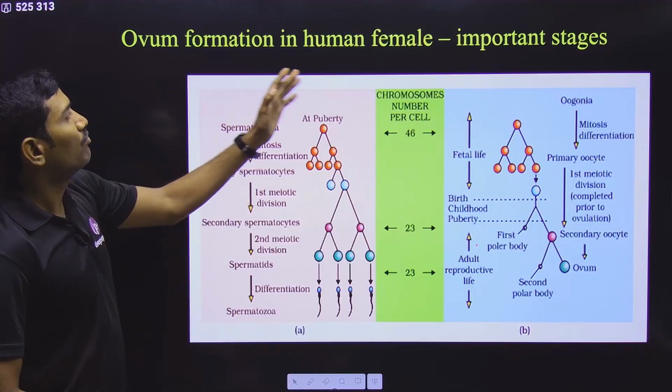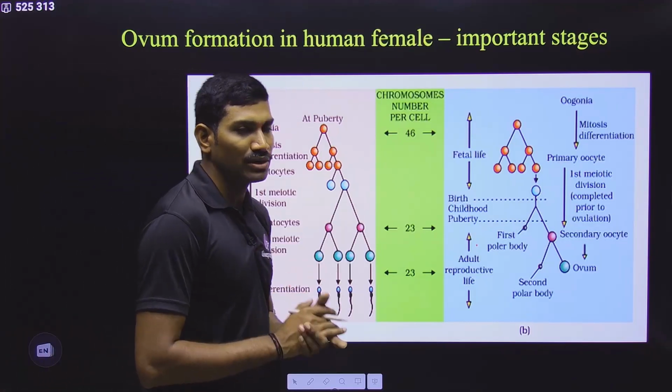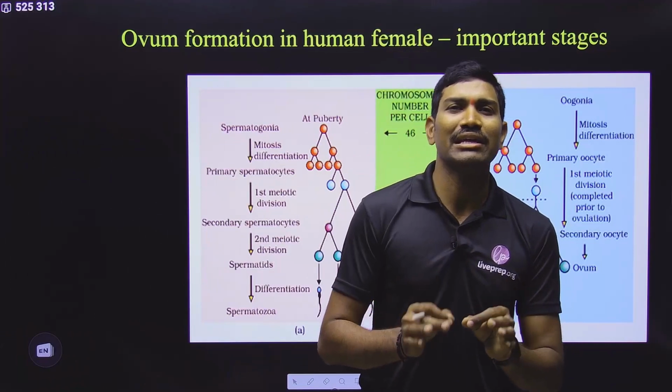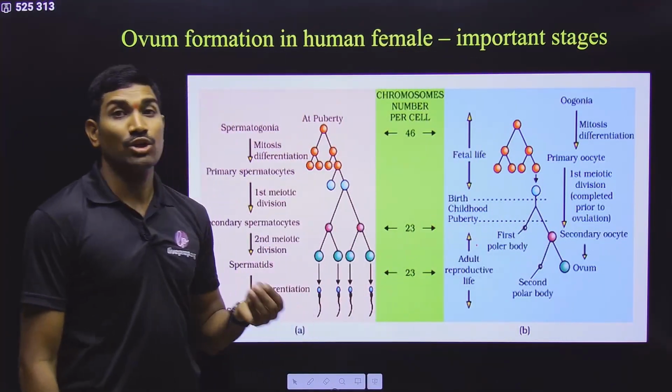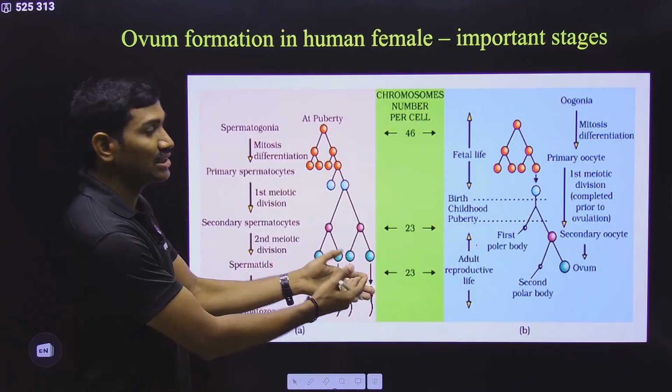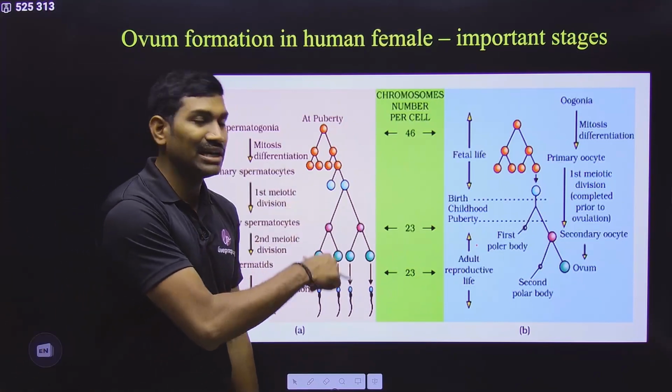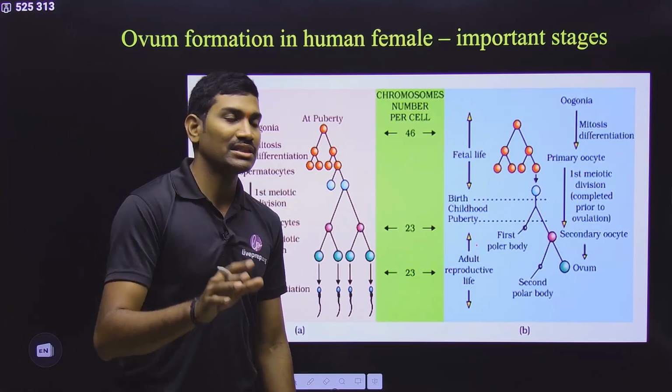Nice. Next one. Ovum formation in human female and the important stage. This is also another very important concept. You are studying this under the human reproduction chapter, but still it is connected with cell cycle, cell division. Quickly I will tell you, try to understand this.